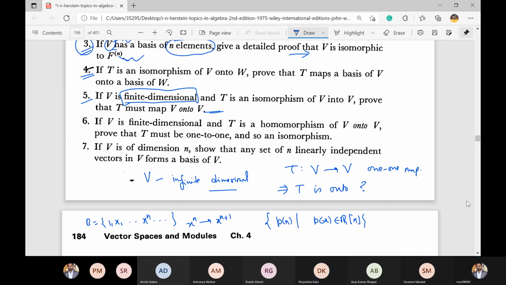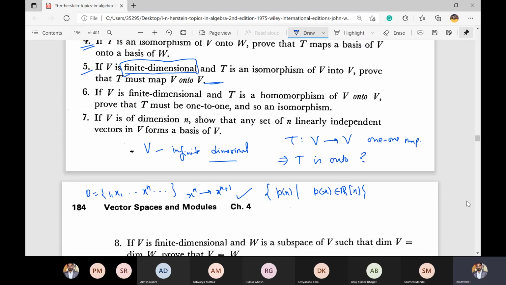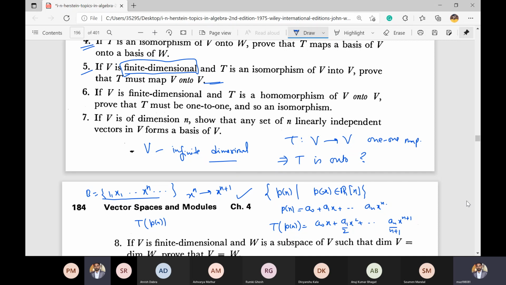Okay, yes, correct. So everyone got the point of the solution? If you take any polynomial, it will be of the form a0 plus a1x plus up to an x to the power n for some n. So it is saying that we map T of p(x) equals a0x plus a1x squared up to an x to the power n plus 1. If you divide by 1, 2, up to n plus 1, you will see that it is an integral transformation: T of p(x) equals the integral from 0 to x of p(t) dt.